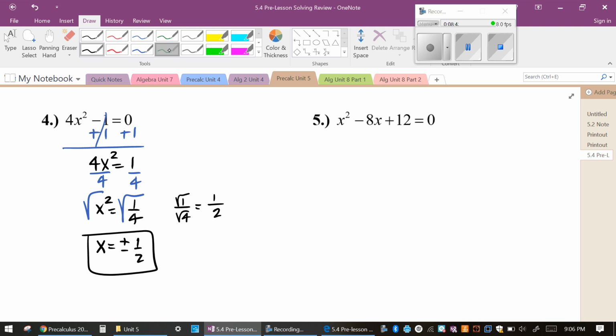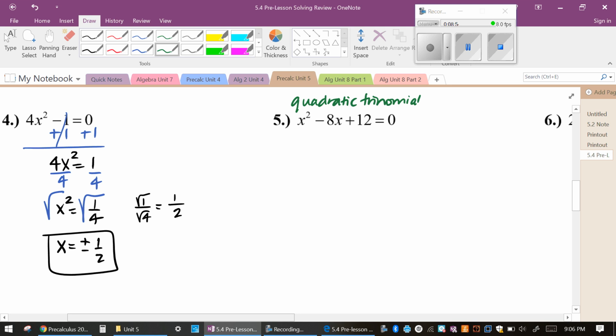Okay, the next one is a quadratic trinomial. Most of the quadratic trinomials that we're going to work with can be factored. You're going to take the leading coefficient, multiply it with the constant term, and you're going to find two numbers that multiply to that answer. So 1 times 12 is 12. That multiply to 12, but add to the middle term, the linear term, which is negative 8.